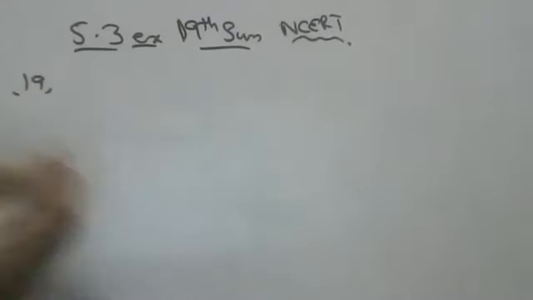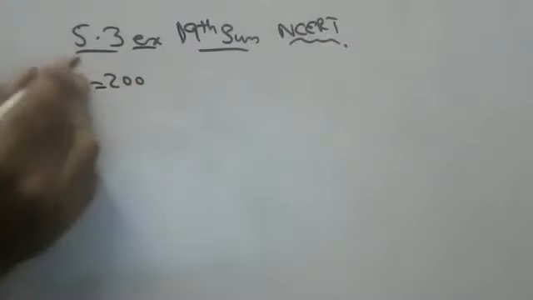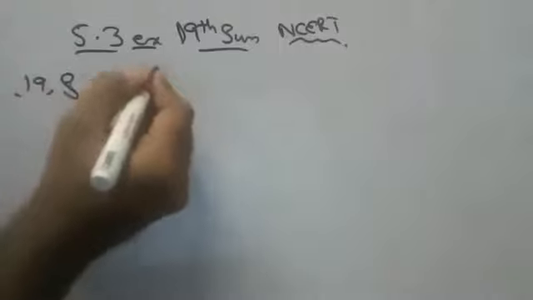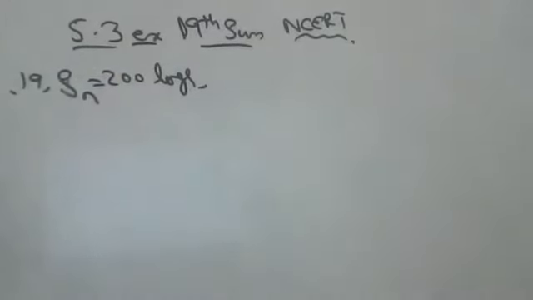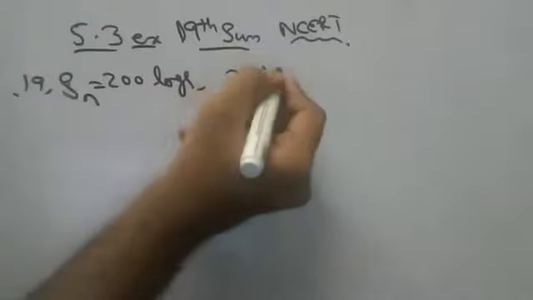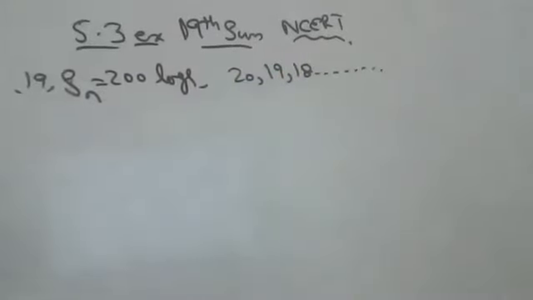19th. All of you please see here, children. There are a total of 200 logs. I hope you can see the figure and how they are arranged: 20 in the first row, 19 in the second row, 18 in the third row, and so on. Okay, children.